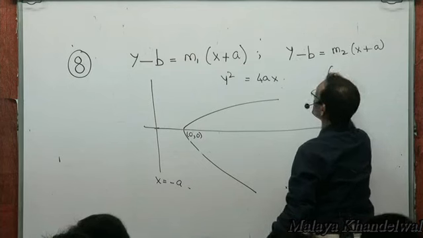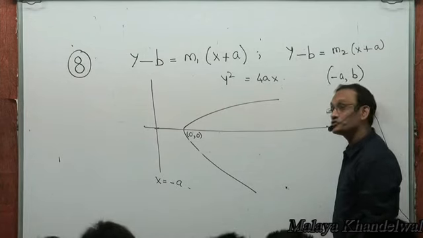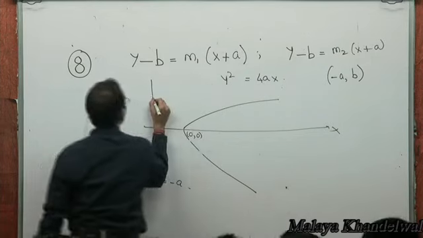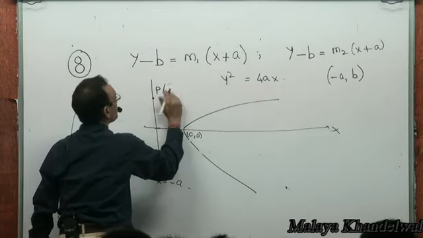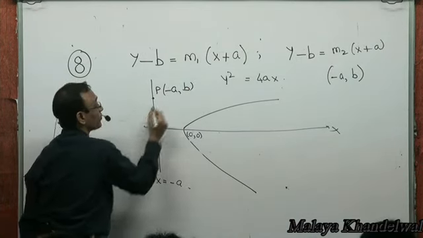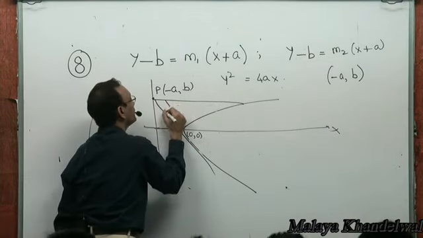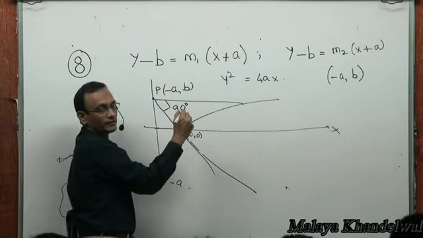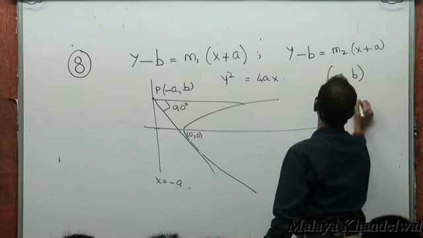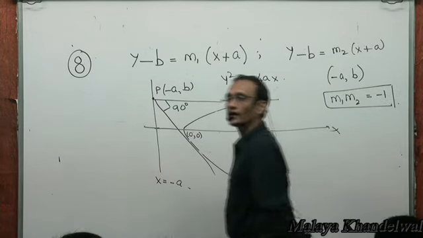Do you see from inspection that the two lines intersect at minus a comma b? Both pass through the same point, which is a point on the directrix. Minus a comma b is a point on the directrix. So if it's a point on the directrix, then the two tangents drawn from the directrix to the parabola would be perpendicular to each other. That means these two lines must be perpendicular to each other, and therefore the product of their slopes must be minus 1. m1 m2 must be minus 1.